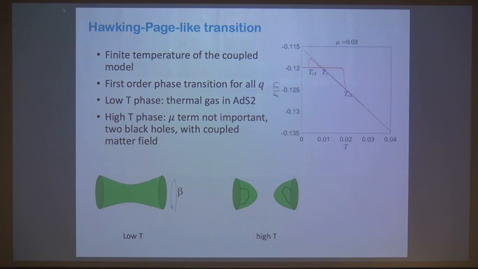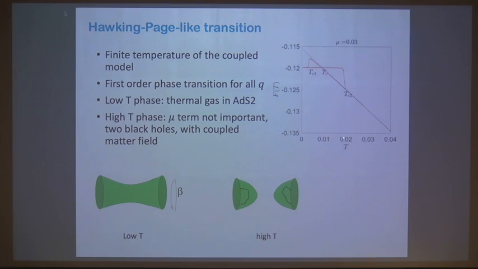And then we know what happens in higher dimensional AdS if you do that at finite temperature. You find this Hawking-Page transition. At low temperature it looks like a thermal gas, and at high temperature it looks like a black hole. Here, the interesting thing is that the same thing happens. And numerically, we find a first-order phase transition.